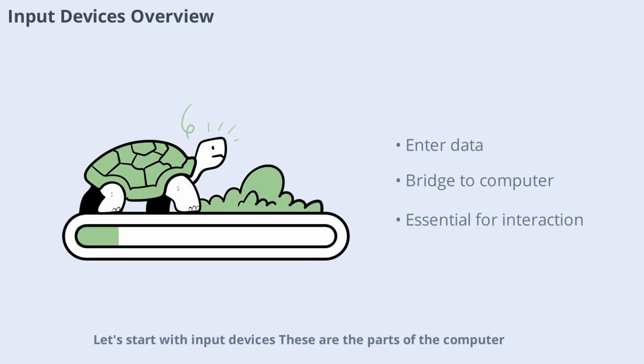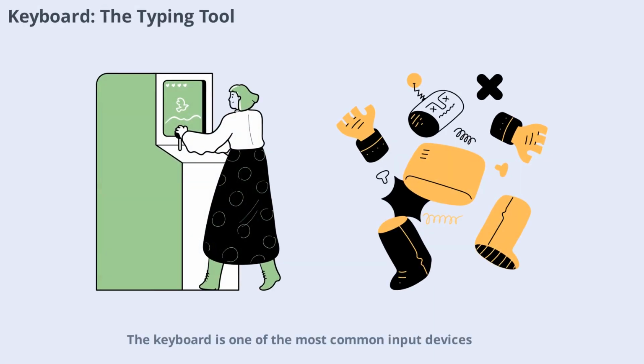These are the parts of the computer that allow you to enter data and instructions. Without input devices, you wouldn't be able to communicate with your computer. They act as the bridge between you and the machine, making it possible to type, click, scan, or even speak commands. Keyboard is one of the most common input devices. It allows you to type letters, numbers, and symbols into the computer.